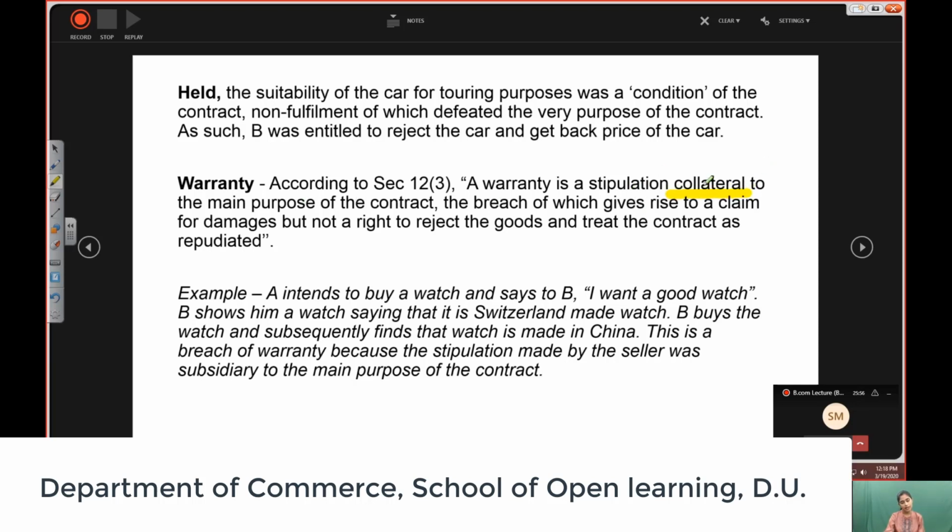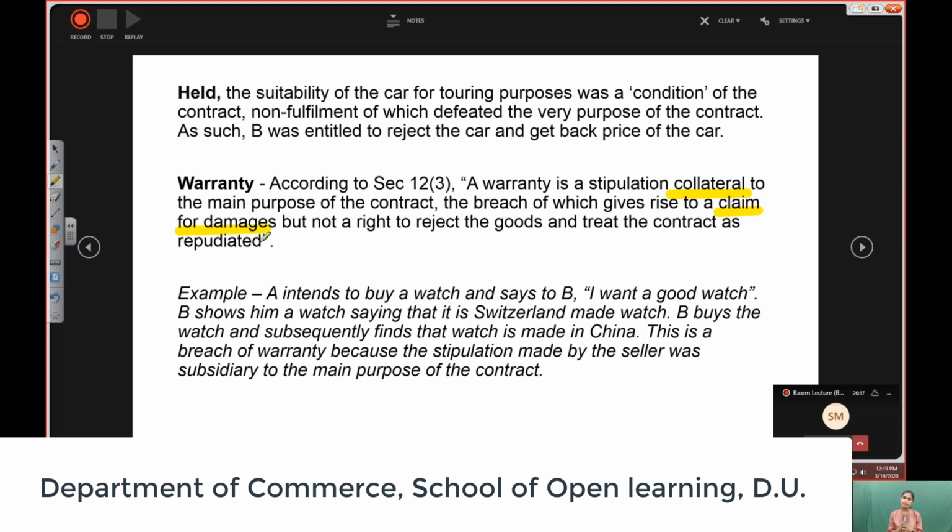The term here is collateral to the main purpose of the contract, the breach of which gives rise to a claim for damages, but not a right to reject the goods and treat the contract as repudiated. So I'm highlighting two important things in the warranty. One is collateral and one is claim damages.